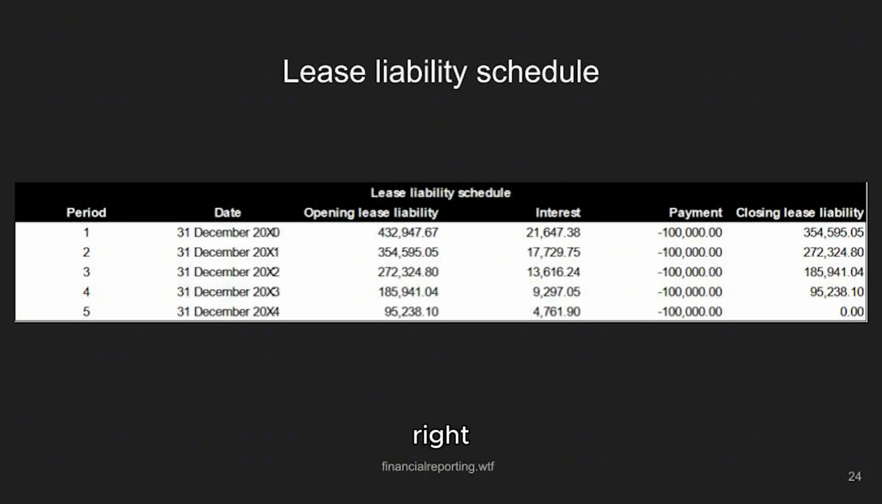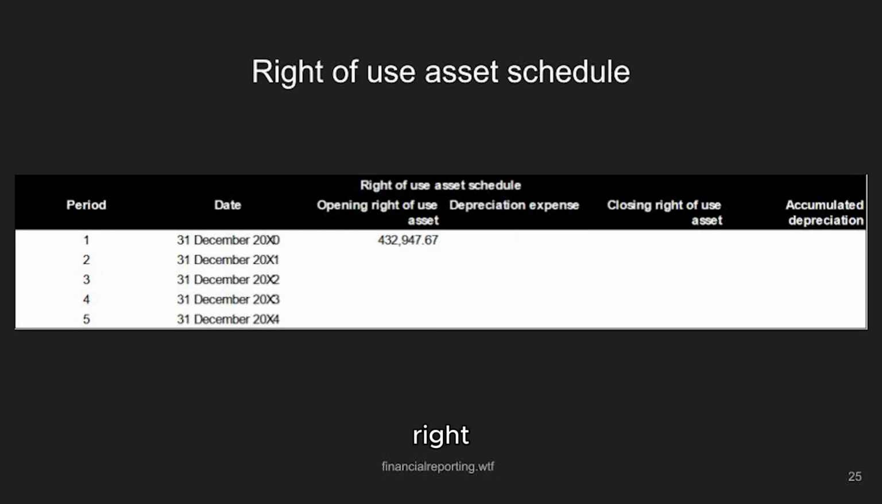Let's now look at the right-of-use asset. We start with our right-of-use asset value. As you remember, in this scenario, it is the same as our lease liability. The only thing to consider is our depreciation expense, which we deduct. This is simply the value of our right-of-use asset divided by the lease term.